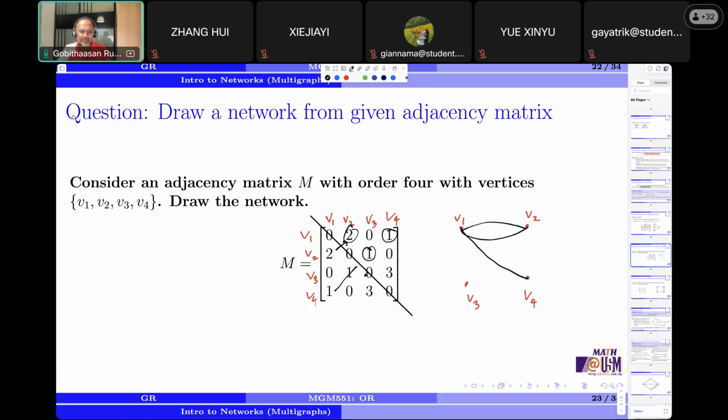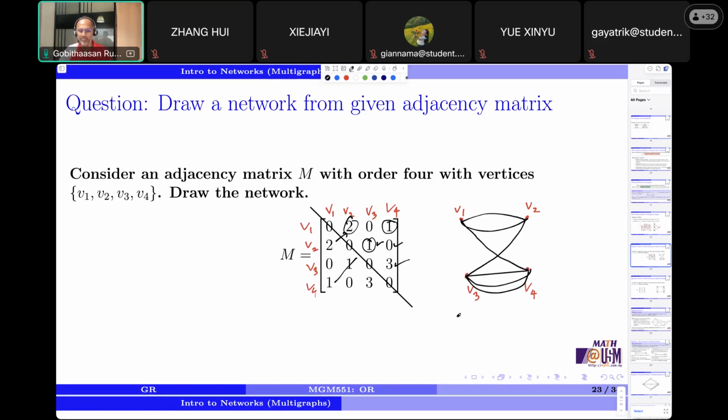V2 to V3. There's 1. Right? V2, V3, so done. Then V2 to V4, none. V3 to V4, we have 3. 1, 2, 3. Okay. So this is how the network looks.